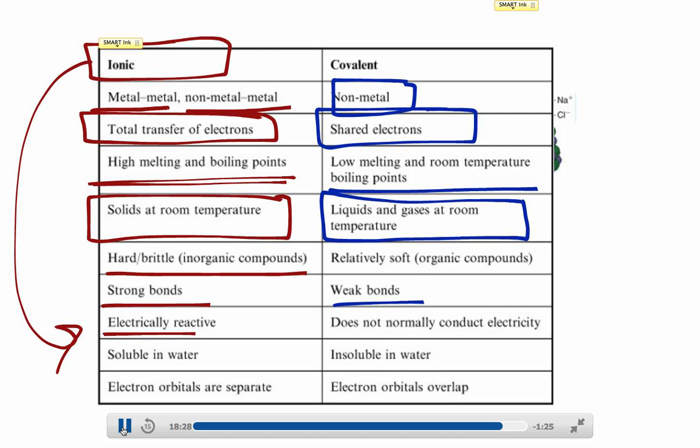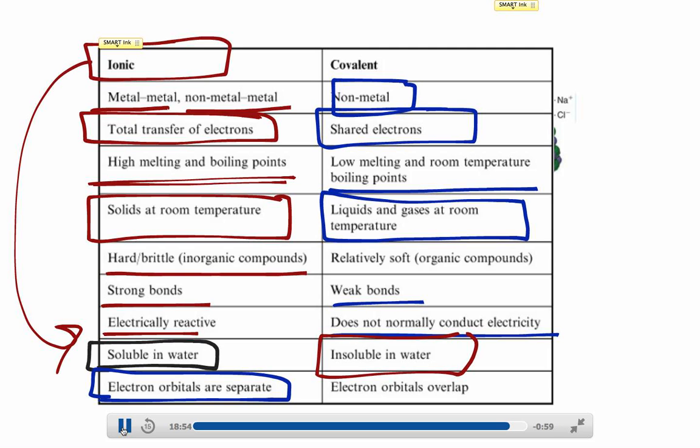Ionic compounds also are electrically reactive, which means they will conduct electricity in certain conditions. If they're liquids or if they're dissolved in water, they do conduct electricity. Covalent compounds tend not to conduct electricity. Ionic compounds, almost, again, as a rule, not all of them, but almost as a rule, they dissolve in water, like sodium chloride. Most covalent compounds do not. And also on ionic, this might be getting a little off of what we need to know, but electron orbitals are separate, which means there's actually a transfer of electrons from one to the other. In our covalent, they are overlapping and sharing their electrons, so their clouds are actually overlapped.